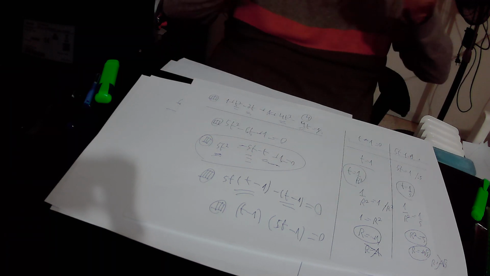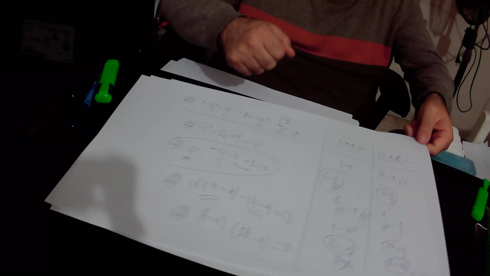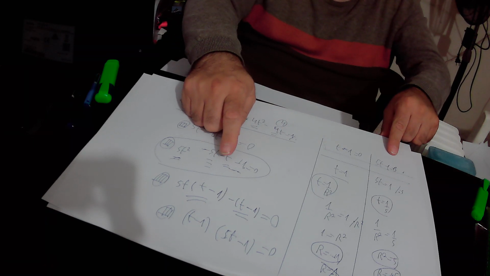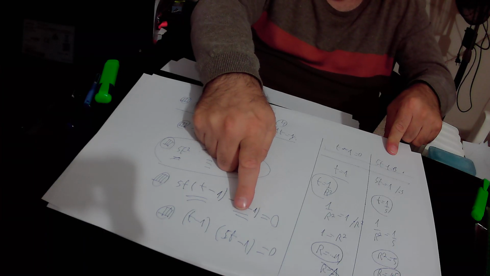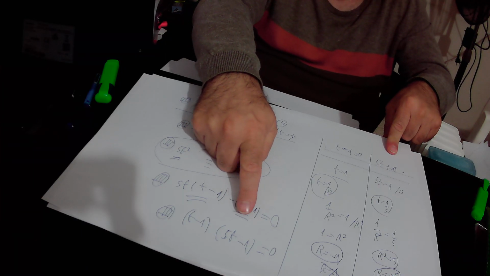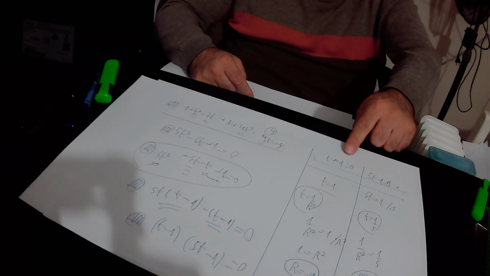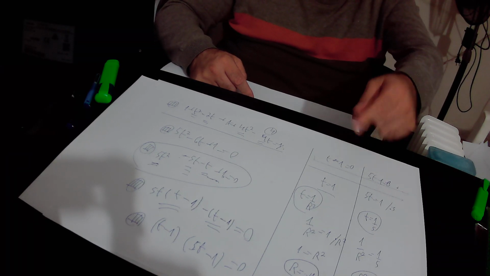So here we have two possible solutions. The first solution is that t minus 1 equals 0, and the second solution is 5t minus 1 equals 0. So according to the first solution, t minus 1 equals 0, so t equals 1.